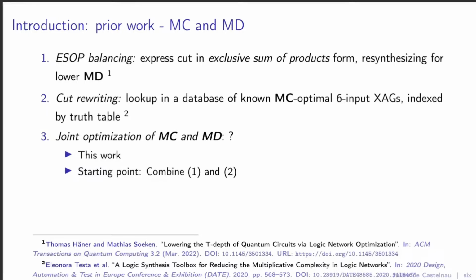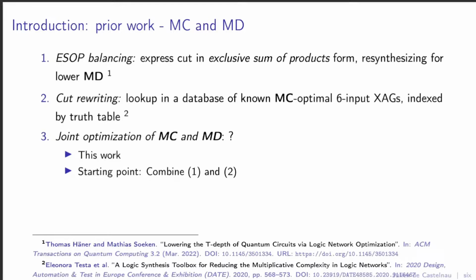For MC and MD specifically, two main algorithms have been introduced using this method: ESOP balancing and cut rewriting. ESOP balancing expresses cut candidates in an exclusive sum of products form, effectively resynthesizing the cut for a lower MD. And cut rewriting performs a lookup of cut candidates in a database of known MC-optimal 6-input XAGs, which are indexed by the truth table of the cut. So if the XAG improves the MC, then it's replaced in the circuit.